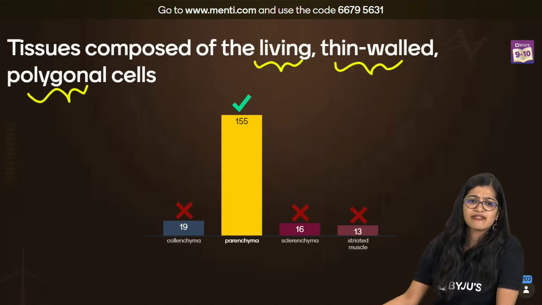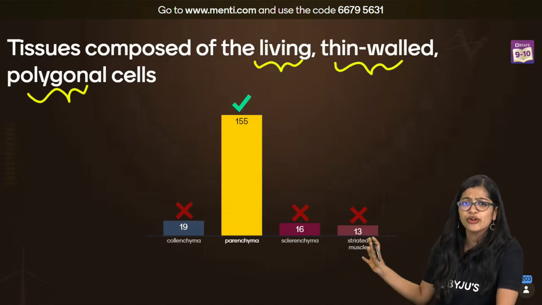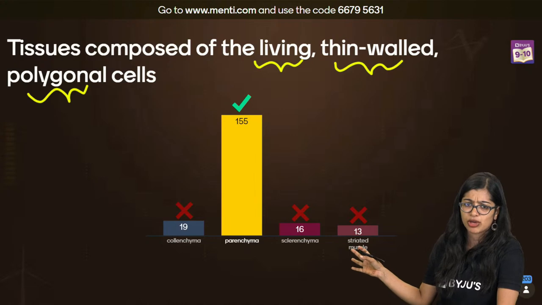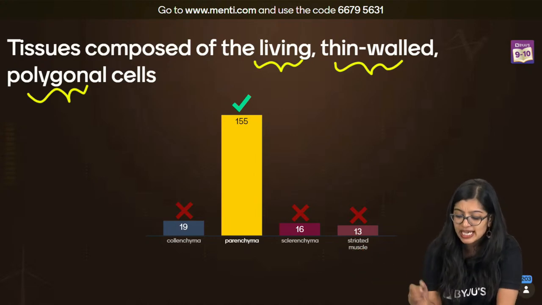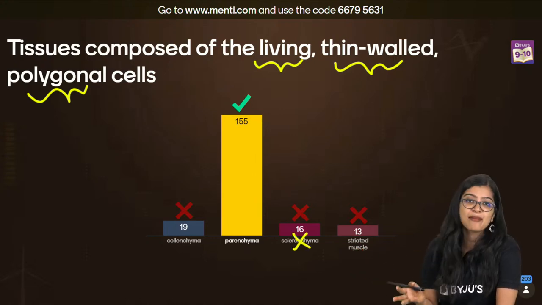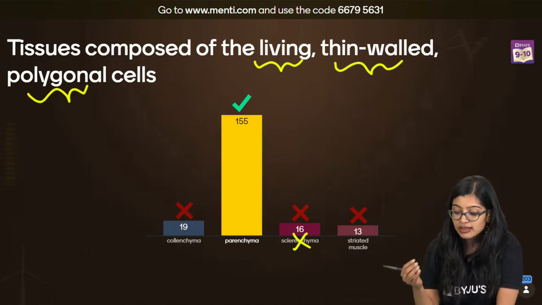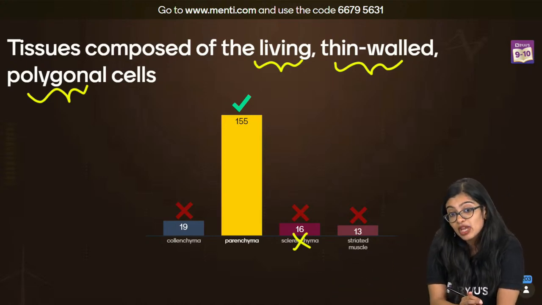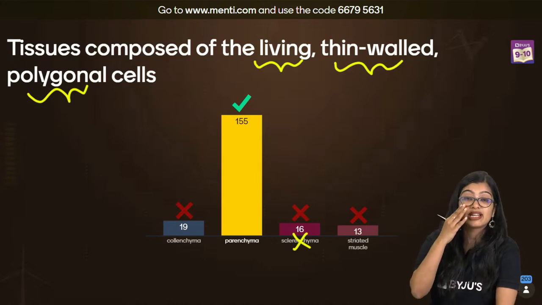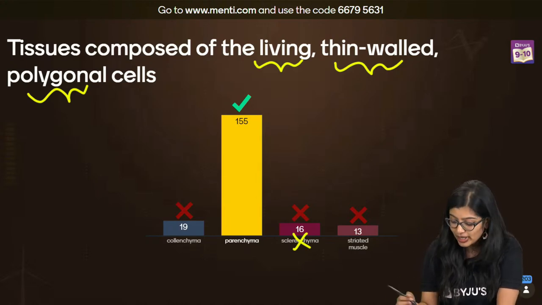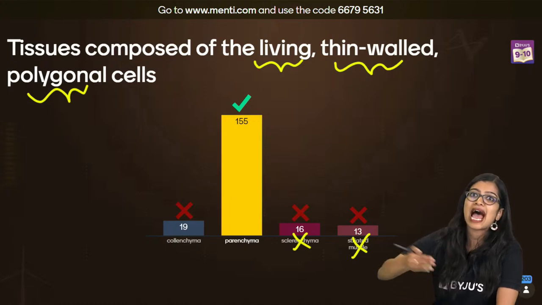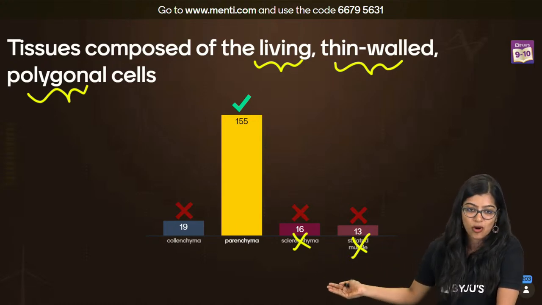Very good, everybody. I'm actually very happy that a lot of you did not get confused with this particular question, right? Because see, when you say living cells, your sclerenchyma will get eliminated because sclerenchyma is made up of dead cells. So gone. Then you have thin-walled and polygonal. Now here, when you say thin-walled, that means it has cell wall. Now in this case, striated muscle is an animal cell, which means there will be no cell wall, right?